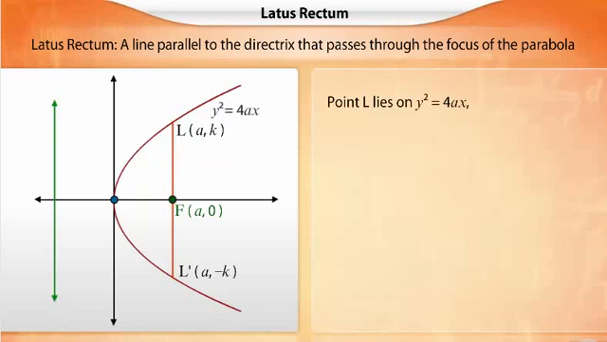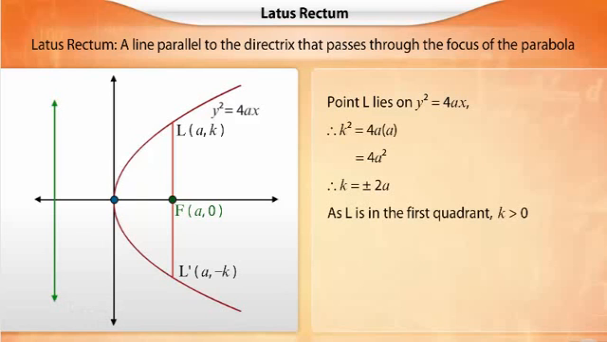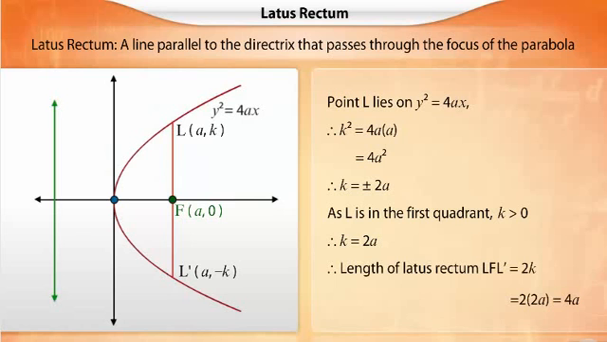Since L lies on the parabola, it satisfies the equation of the parabola. Therefore, k square is equal to 4a square. So, k is equal to plus or minus 2a. As L lies in the first quadrant, k should take a positive value. Therefore, k is equal to 2a. So, the length of latus rectum LFL' is equal to 4a.